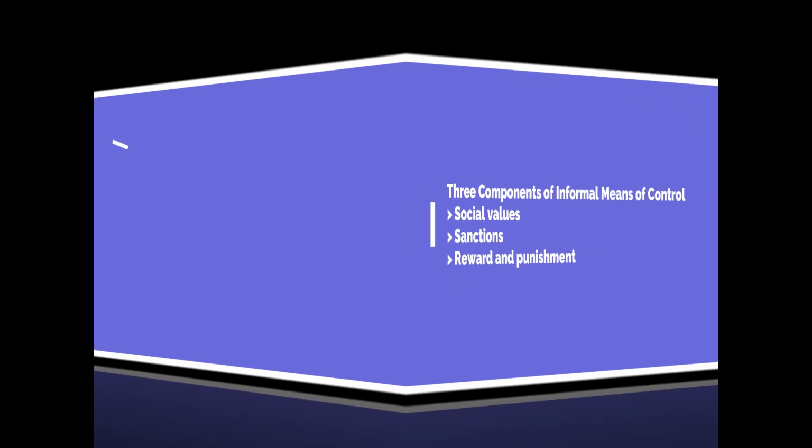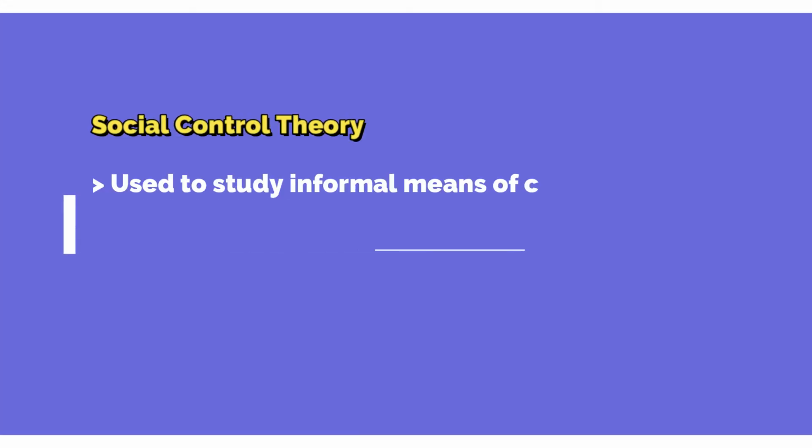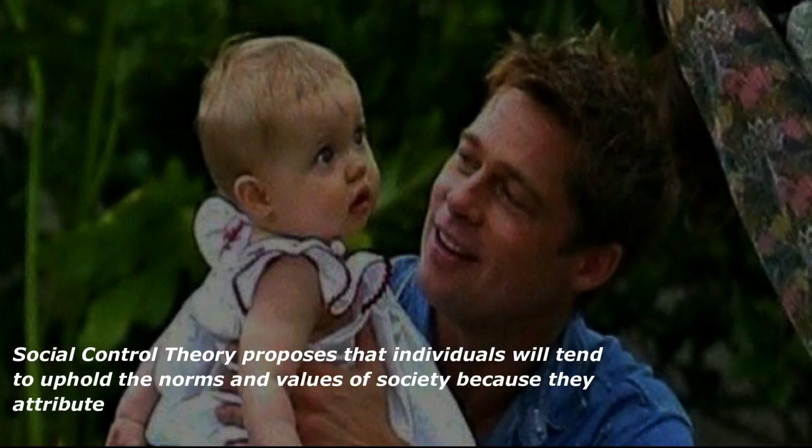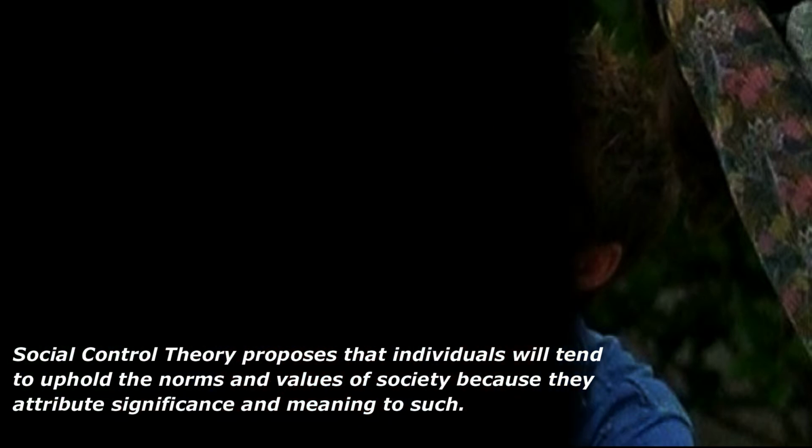We use social control theory to study informal means of social control. This theory was developed by Travis Hirschi, an American sociologist. It is also known as the social bond theory or the self-control theory of crime. This theory proposes that individuals will tend to uphold the norms and values of society because they attribute significance and meaning to such. It means that the society where the individual came from would likely influence the future of such individual. It also means that one way of understanding an individual's behavior is by checking where that individual came from.